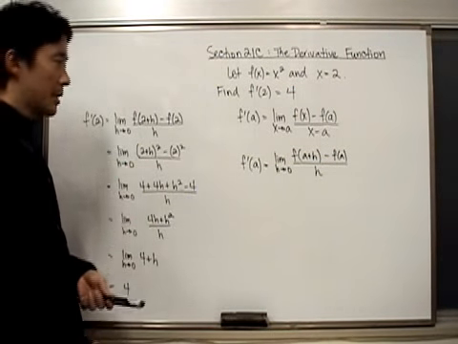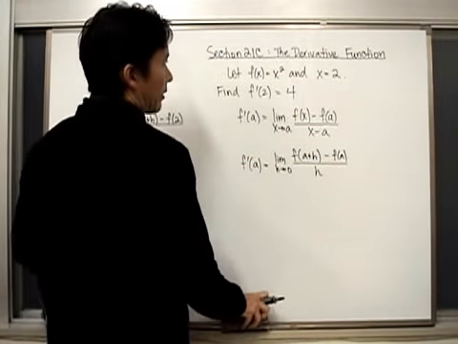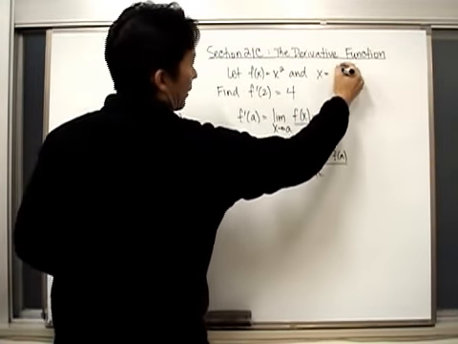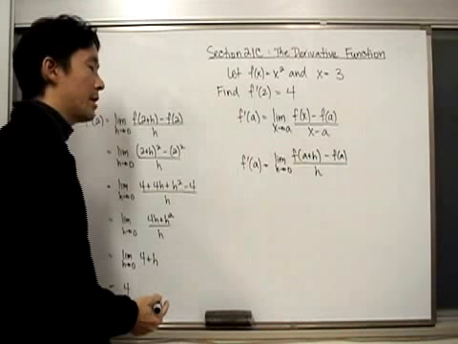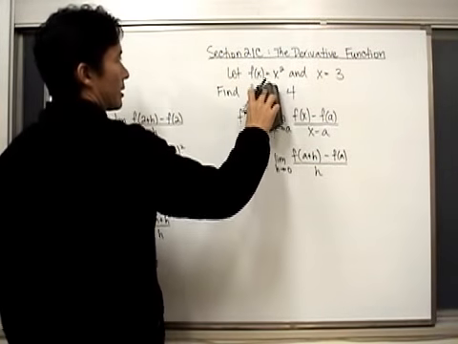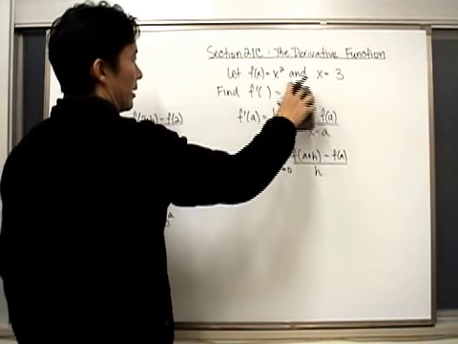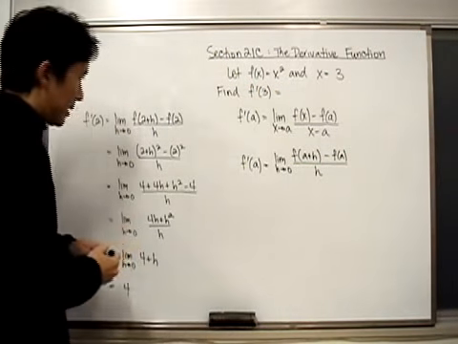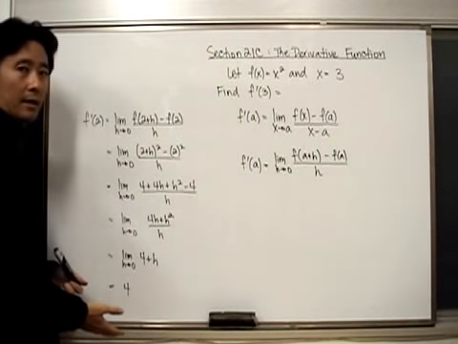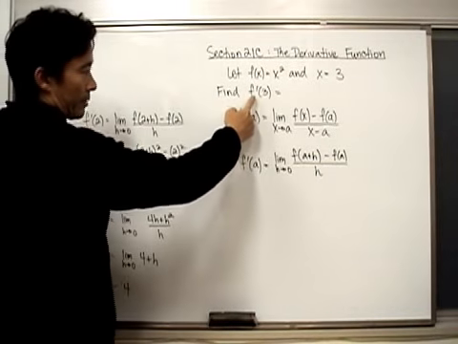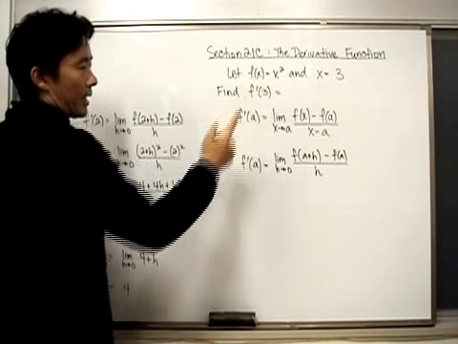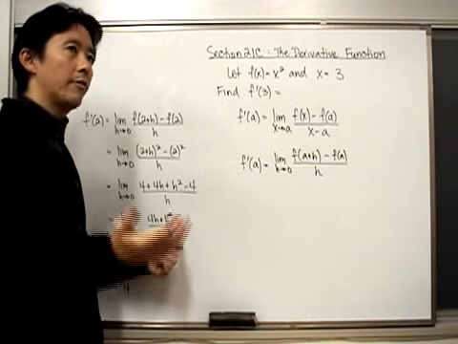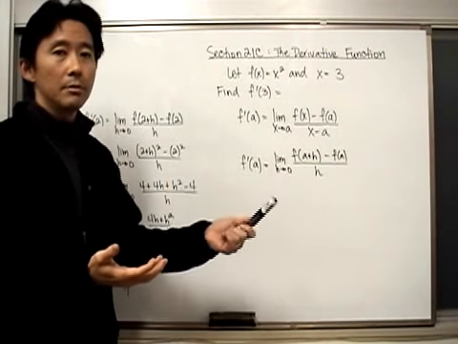Now, let's say, for example, that I wanted to calculate the derivative at x is equal to 3. Oh my goodness. That means that I have to go through this whole process again just to determine what the value of the derivative is at x is equal to 3. What about if x is equal to 4? What about 5? What about 3.2?